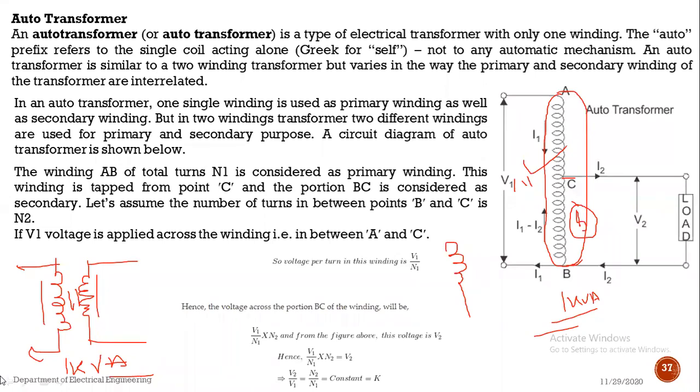Can anyone see the auto transformer? बघितलेलं आहे का तुम्ही ऑटो ट्रान्सफॉर्मर? बघितलेलं आहे का? No sir. You have not seen.